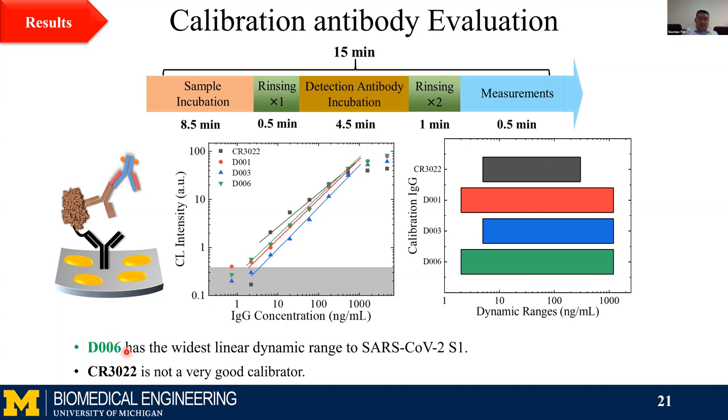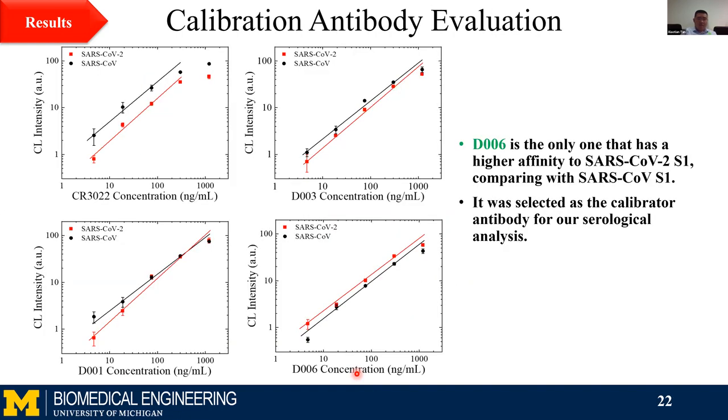D006 has the widest linear dynamic range to SARS-CoV-2 S1, and it also has a high affinity to SARS-CoV-2. So we decided to use D006 as a calibration antibody. And we also performed a side-by-side evaluation for SARS-CoV-2 and SARS. This also verifies that D006 was the only one that has a higher affinity toward SARS-CoV-2 S1 compared to SARS coronavirus. So, as I mentioned, due to all this information, we decided to select D006 as our calibration antibody.